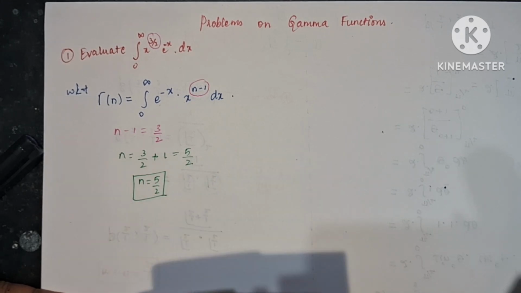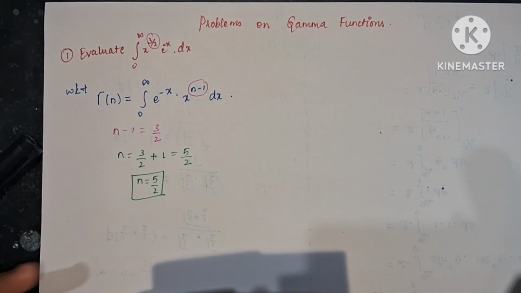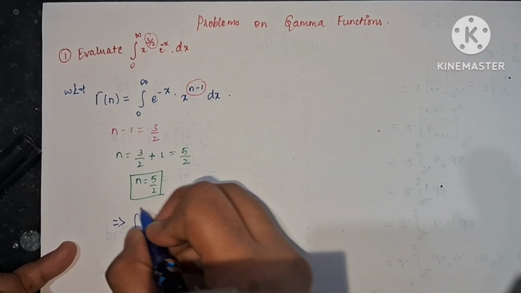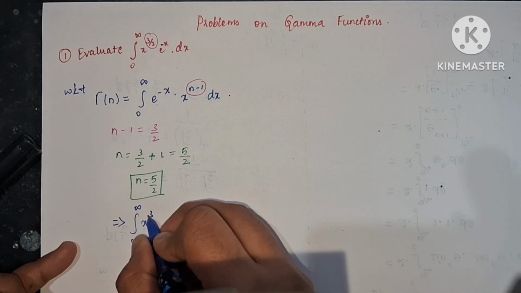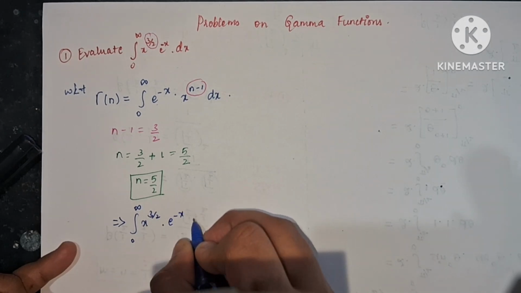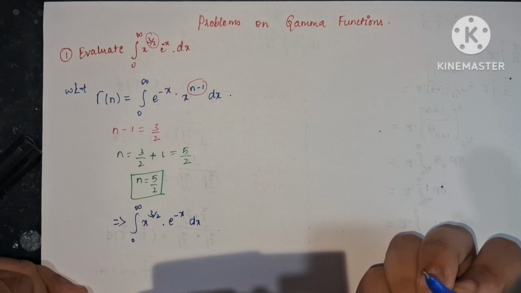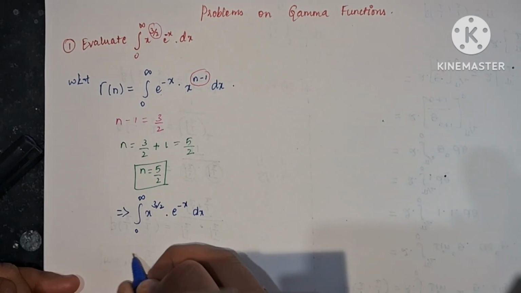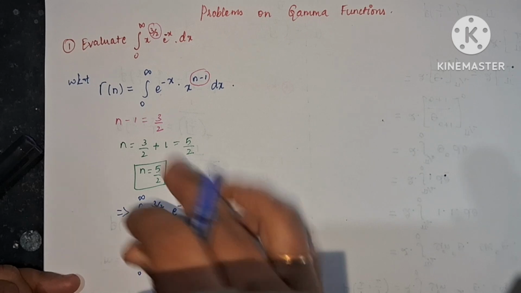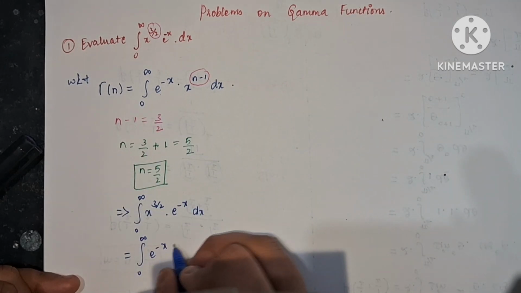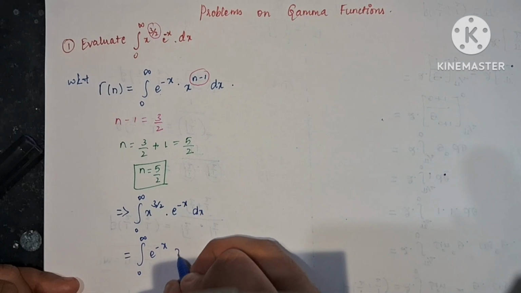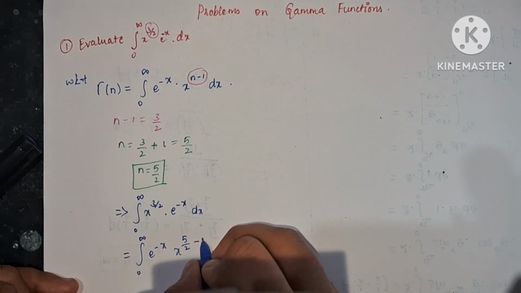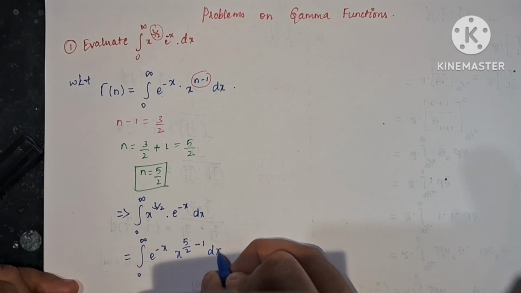Let me write this properly. For this question, I will consider the integral from 0 to infinity of x to the power 3/2 into e to the power minus x dx. This one I am writing in terms of 5/2. How do I write this in terms of 5/2? This is given by the integral from 0 to infinity, e to the power minus x as it is, x to the power, in the position of n, substituting 5/2 minus 1, dx.